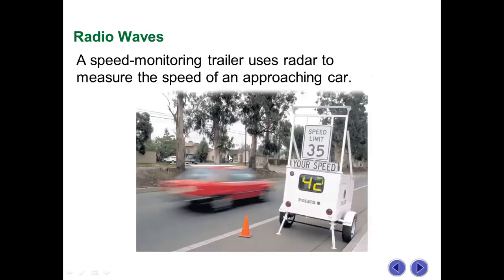This is the device that we spoke about last session. A speed monitoring trailer uses radar to measure the speed of an approaching car. This car is coming towards him.